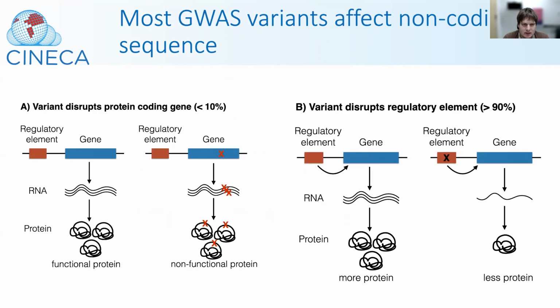most genetic variants in genome-wide association studies are non-coding. So there's less than 10% of the variants in a typical GWAS that are in the coding sequence of a gene, and then they change the mRNA sequence and they disrupt the protein. So they lead to a non-functional protein. And typically over 90% of the variants identified in a GWAS are located in regulatory elements, and they act by increasing or decreasing the expression level of a gene. So you get more or less RNA, and then you get more or less protein.